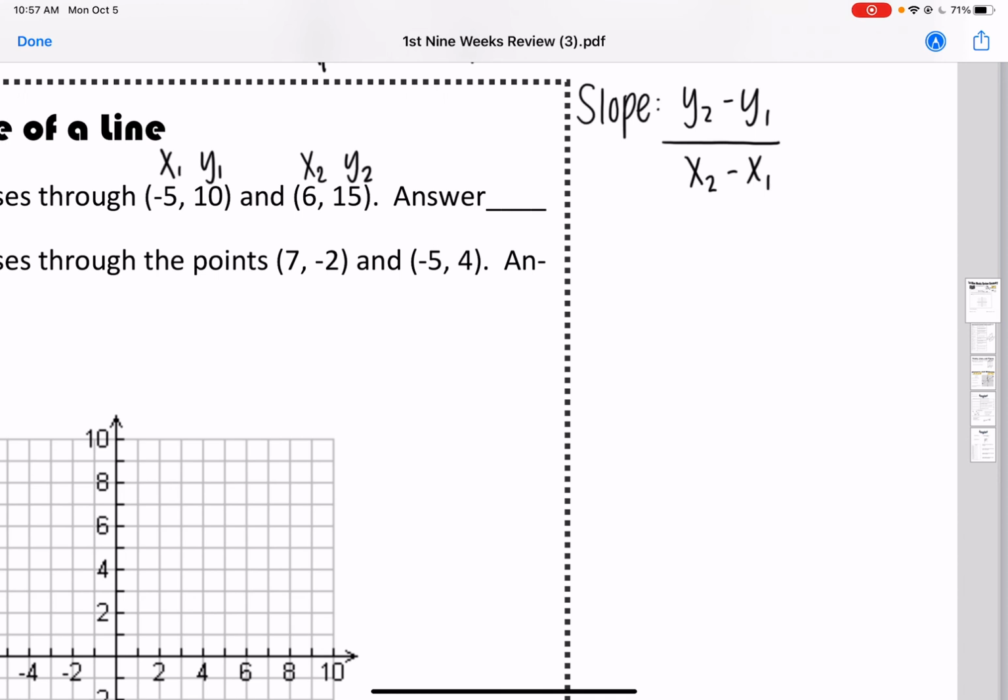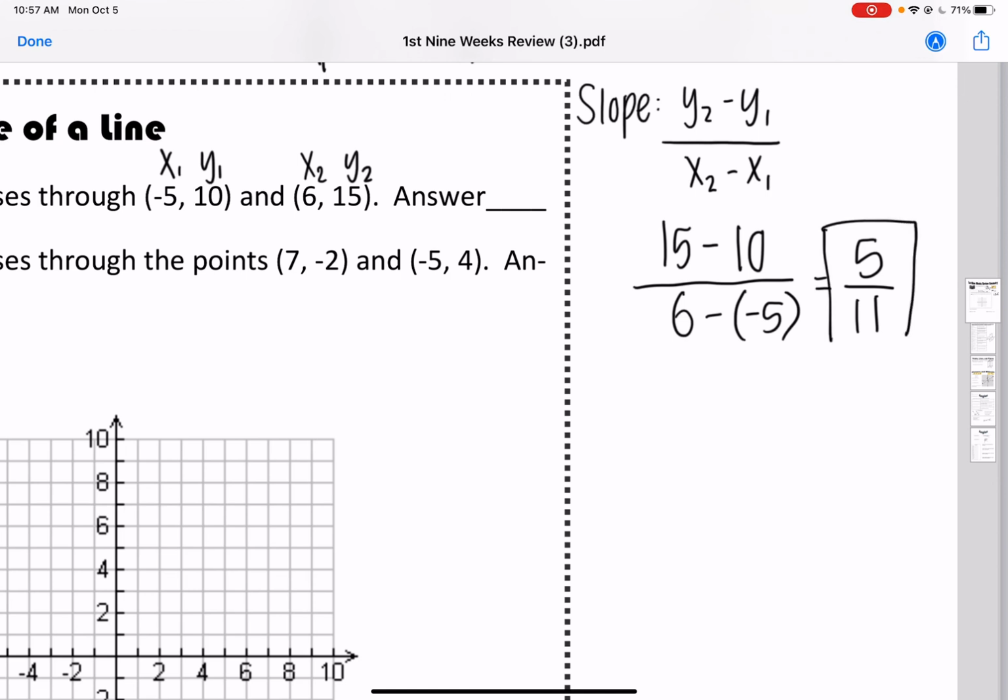And we just plug in. So y2 is 15, y1 is 10, divided by x2, which is 6, subtracting x1, which is negative 5. So 15 minus 10 is 5, and then 6 minus a negative 5 is 11. So our slope of this line is 5/11.